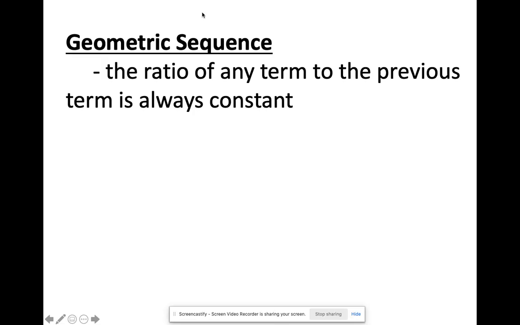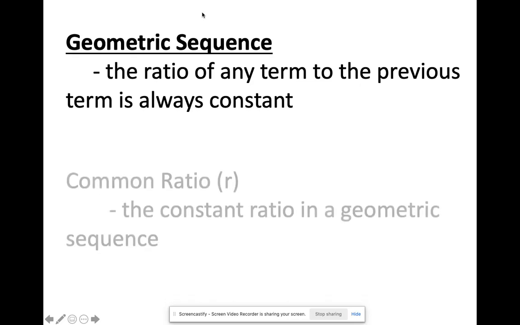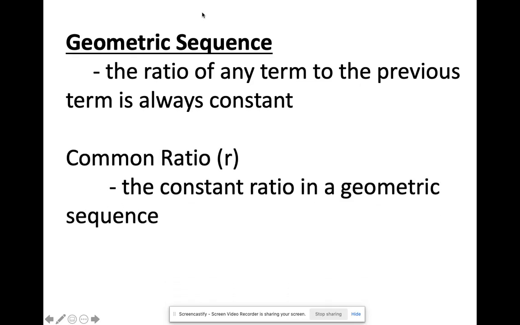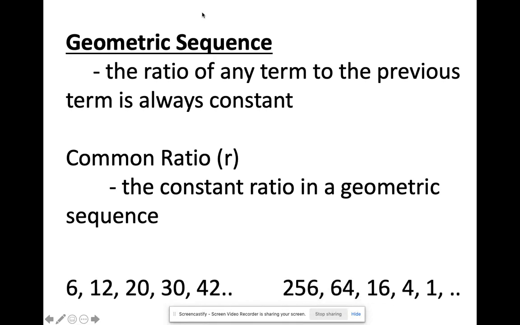A geometric sequence is basically one where the ratio of any term to the previous term is always constant. Which means if you do it the opposite way, divide it back, the number is always the same. Okay? And that number, the number that's being multiplied or divided, is what you call the common ratio. So the common ratio by definition is the constant ratio in a geometric sequence.